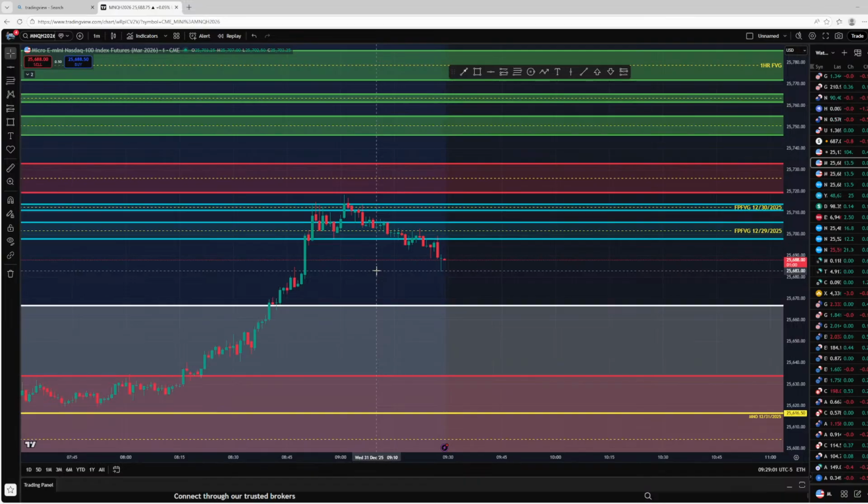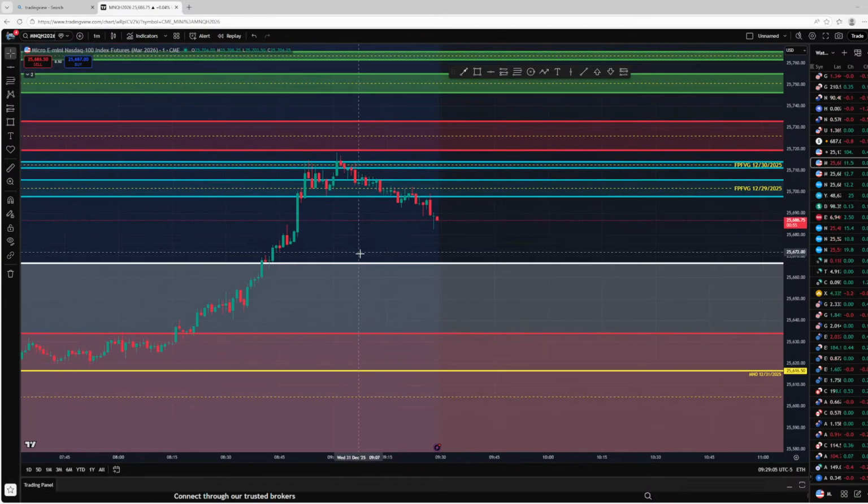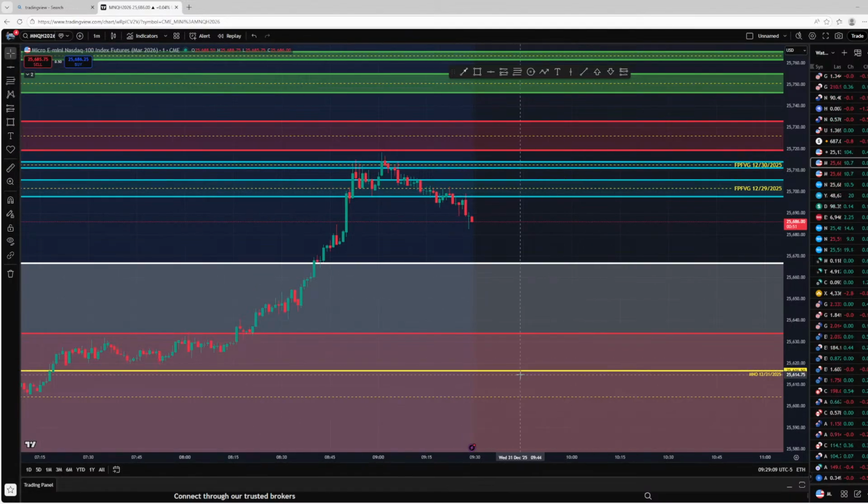Where would you be buying from though? The top of that red bar? No, I would be buying... you see this yellow line? This is the midnight opening price. I want to get an entry close to there or below there. That's the only reason I was thinking about selling in the first place. But because it had already dropped about 20 points now, that really messes up the risk to reward.